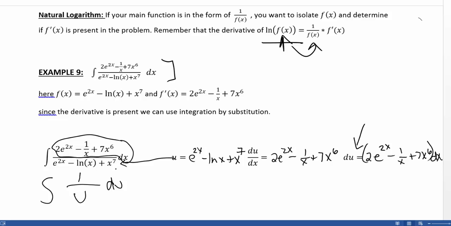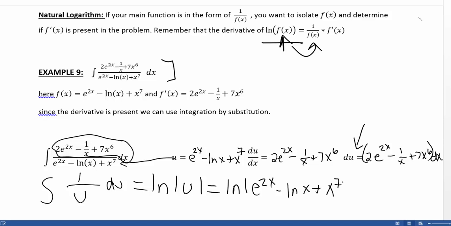Which means that we can now go ahead and find our antiderivative. So remember, the antiderivative of 1 over a variable is the natural log of the absolute value of u. So we don't want a u in our final answer, so we substitute back in what u represented. So we have the natural log of e to the 2x minus the natural log of x plus x to the 7th. So once we've substituted our u back in, we have found our antiderivative for this function.